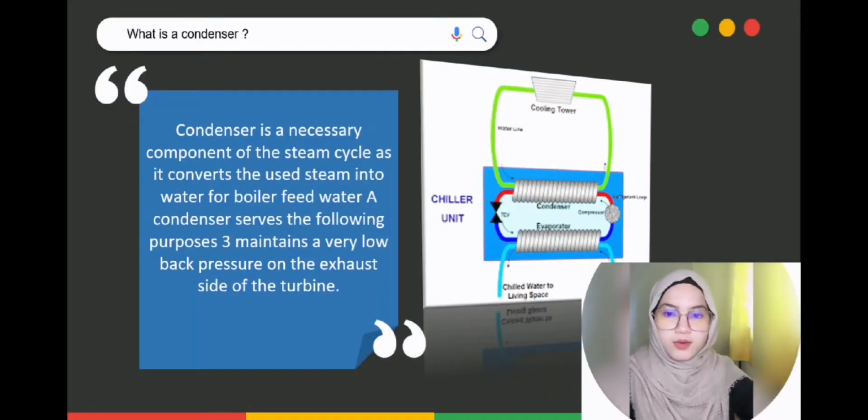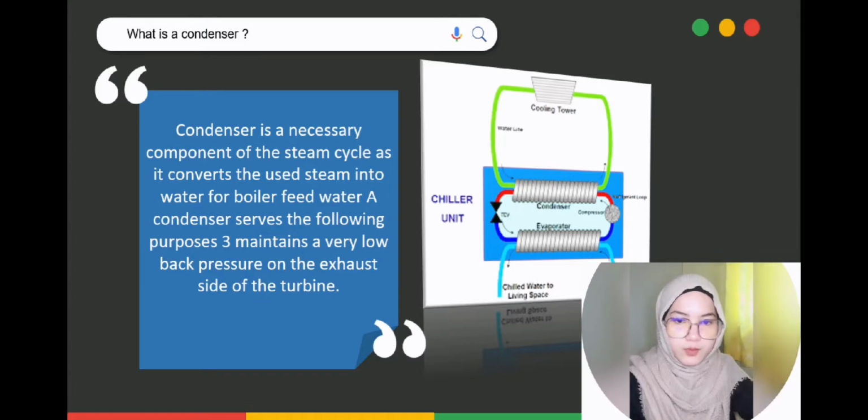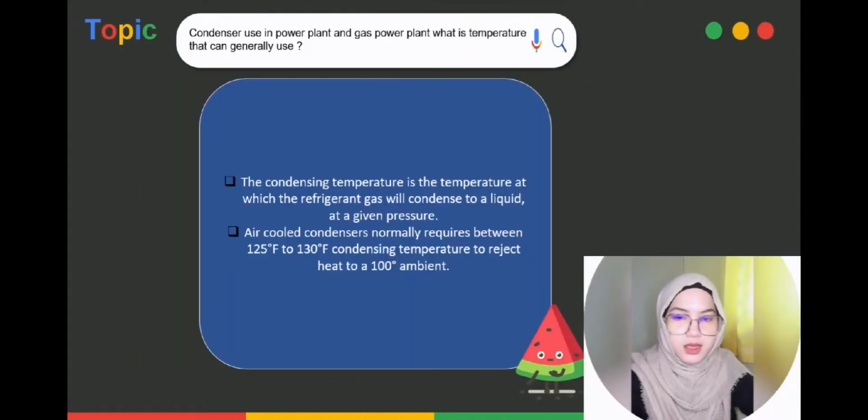Next I will explain what is a condenser. A condenser is a necessary component of the steam cycle as it converts the steam into water. For boiler feed water, a condenser serves the following purpose: it maintains a very low back pressure on the exhaust side of the turbine. Next slide, the condenser used in power plant and gas power plant. What is the temperature that can generally be used?